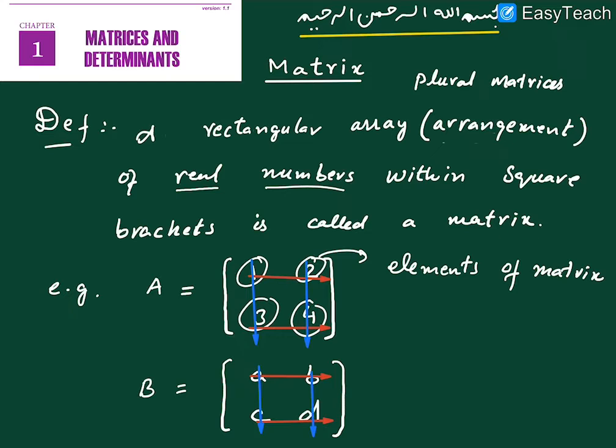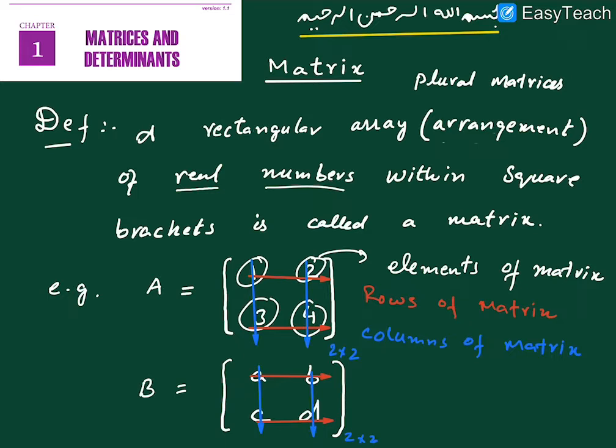So what is the number of rows in A? 2 rows, so these are called rows of matrix, and this blue color is called columns of matrix. So in matrix A we have 2 rows and 2 columns. Similarly, in B also we have 2 rows and 2 columns.